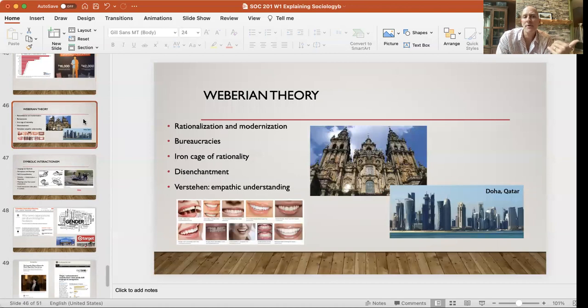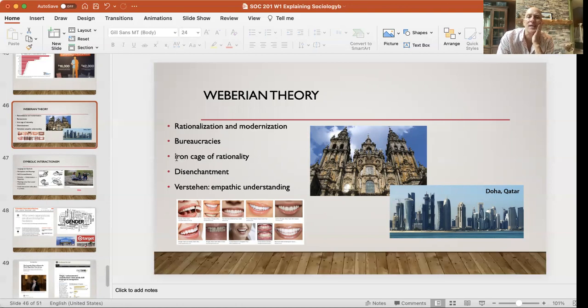Then we can kind of get to Weber's theory. So Weber and symbolic interactionism, a little bit different, but there is some relationship. Weber gets us into thinking about rationalization, modernization, the development of bureaucracies. So he's going to be our theorist where we go to start thinking about rationality, science, the Enlightenment, the rise of bureaucratic order, rules, structure.